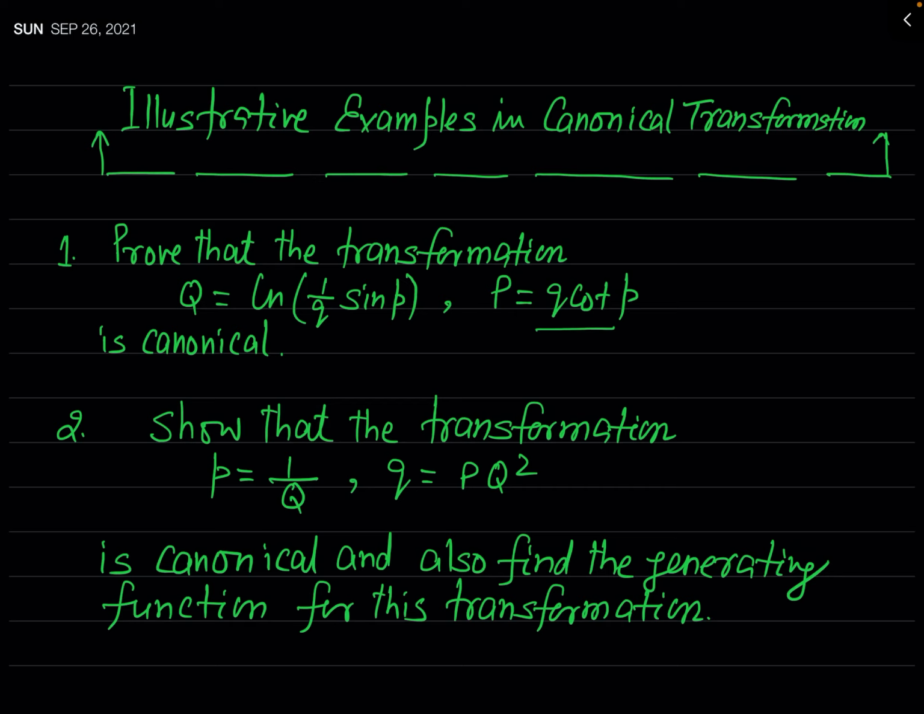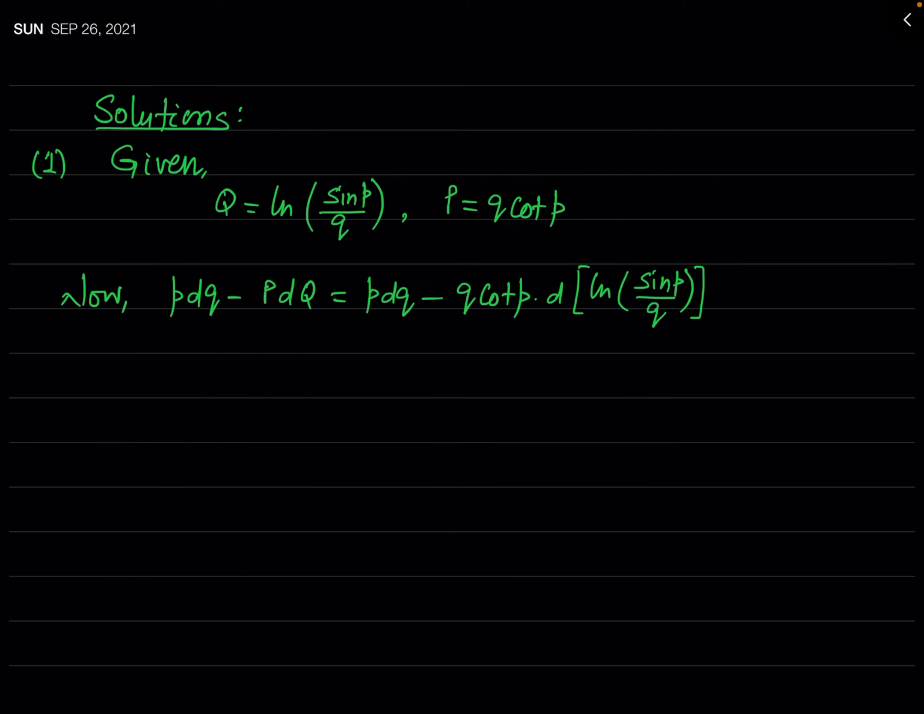In another problem, we are given small p equal to 1 over Q and small q equal to P Q square. We again have to show that this transformation is also canonical. And in this problem, you also have to find what the generating function F will be. So let us solve these problems.